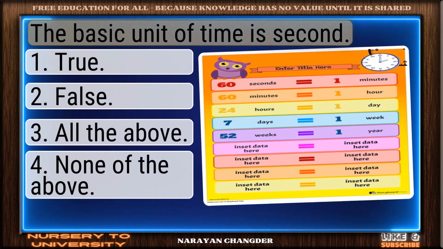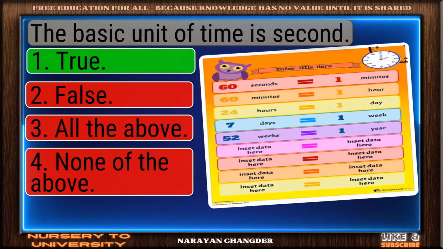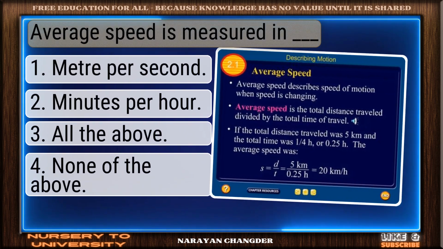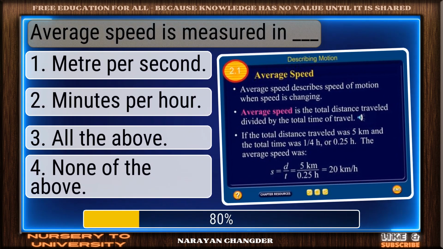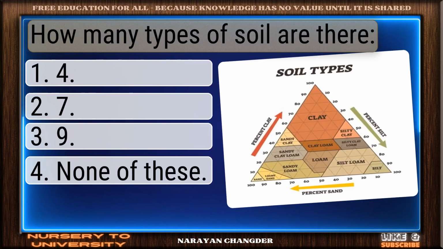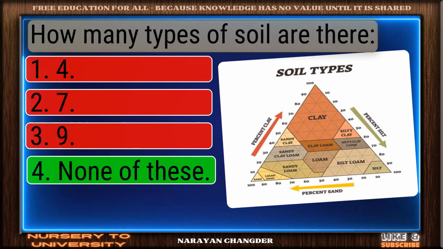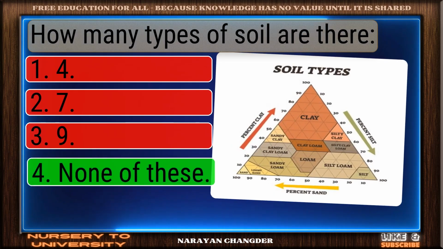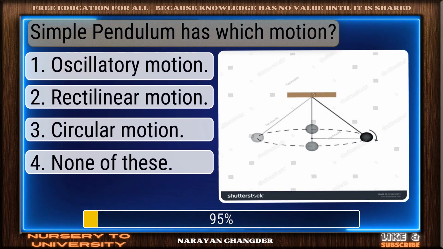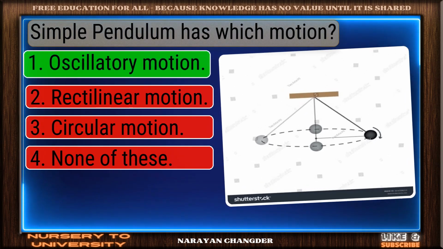Question number 178. The basic unit of time is second. Valid point. True is true. Question number 179. Average speed is measured in dash. Well reasoned. Meter per second is the correct choice. Question number 180. How many types of soil are there? Well picked. None of these is the correct answer. Question number 181. Simple pendulum has which motion? Strong choice. Oscillatory motion is the right answer.